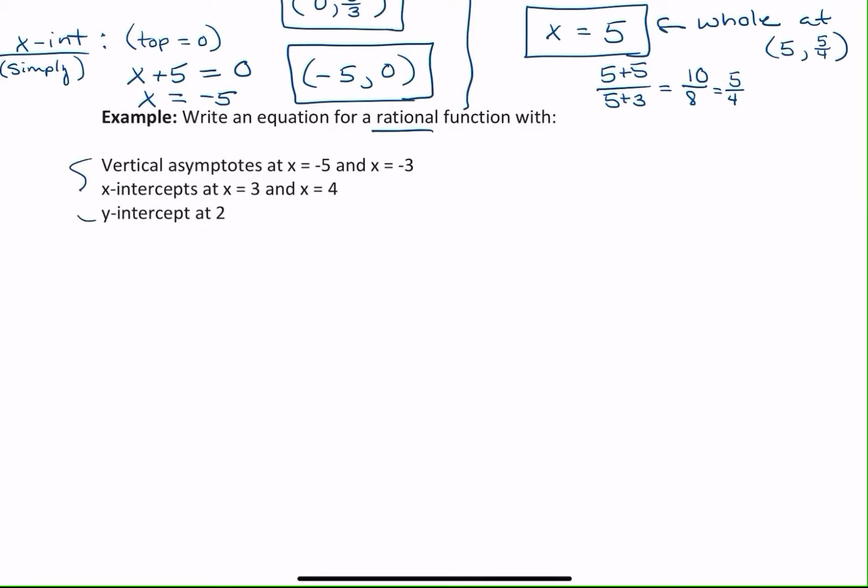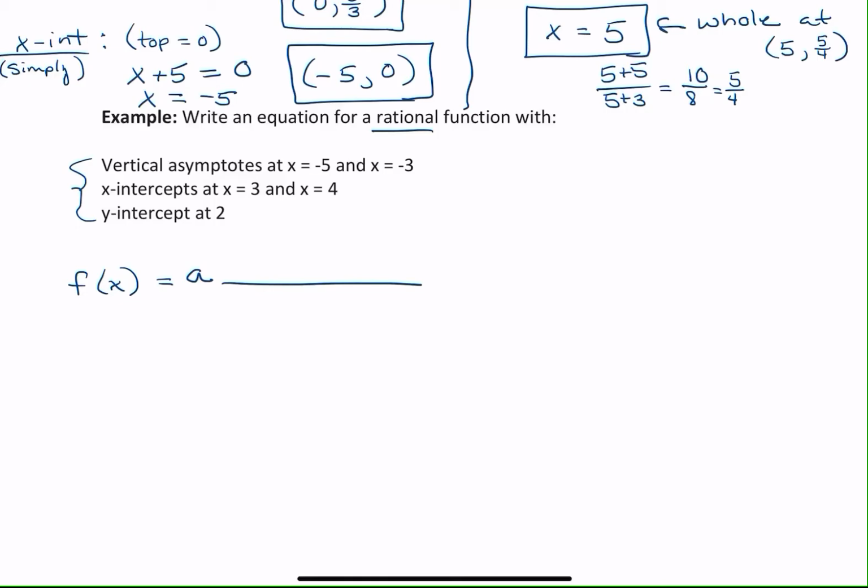Okay, our next example is you're going to write an equation for a rational function with these given characteristics. So rational function means I've got a fraction. I'm also going to have a multiplier out in front, or you can put it on top of the fraction, it doesn't matter. But that's going to tell you how it's vertically stretched or shrunk. There'll always be an a right there.